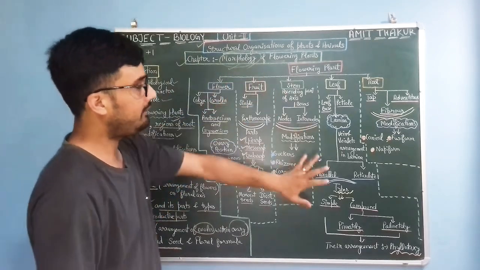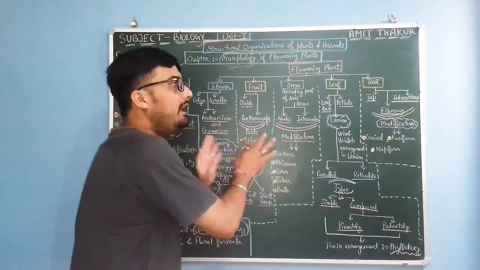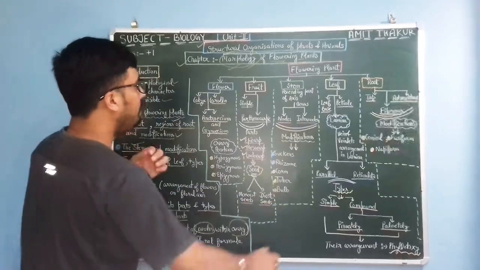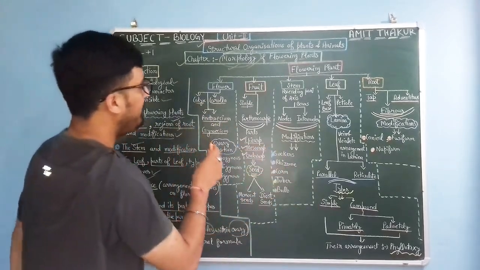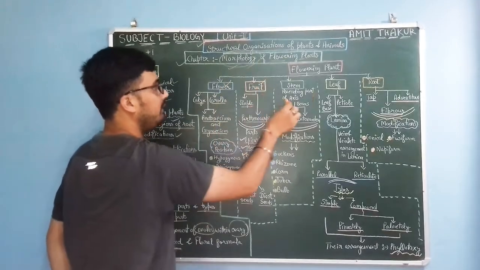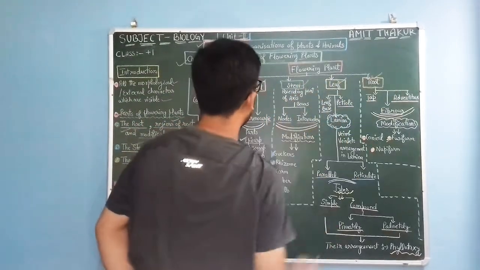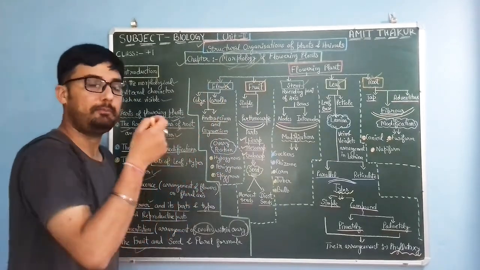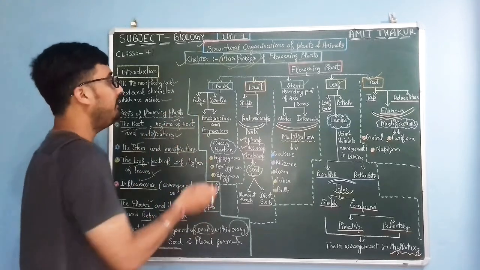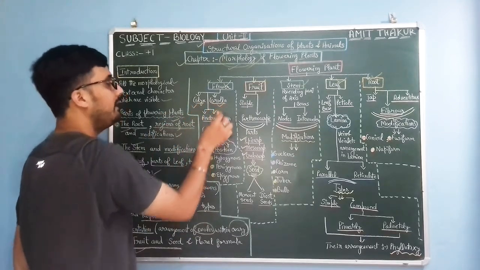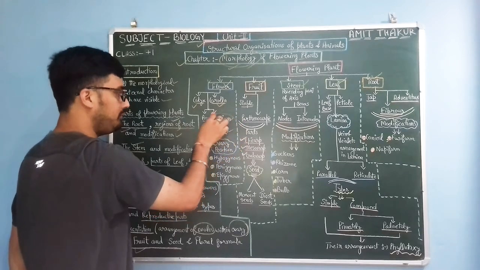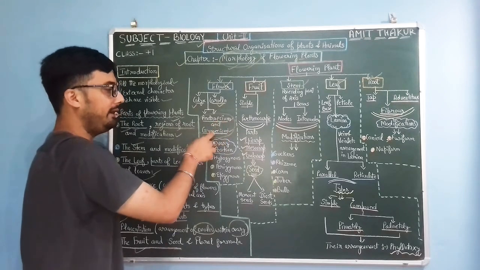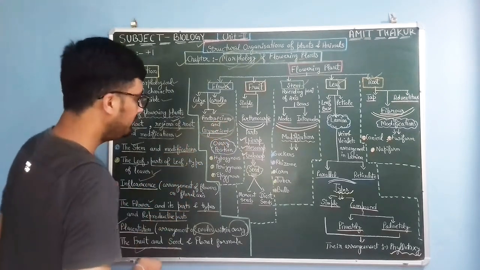And this is the flow chart, or you can say this is the whole idea of this chapter, in the form of a flow chart. Here I have mentioned flower, fruit, stem, leaf, and root. First of all, flower. The main parts of the flower are calyx, corolla, androecium, and gynoecium. These androecium and gynoecium are the reproductive parts of the flower. Androecium is the male reproductive part, gynoecium is the female reproductive part.